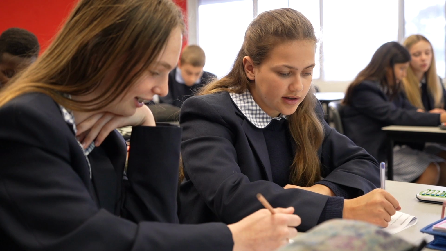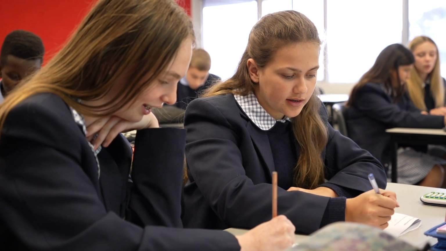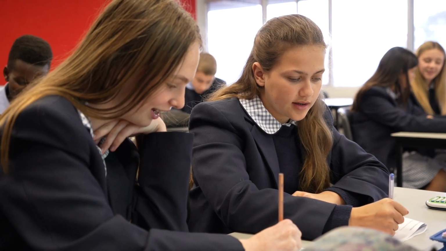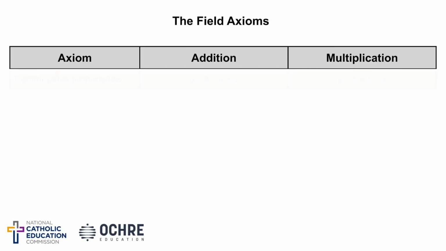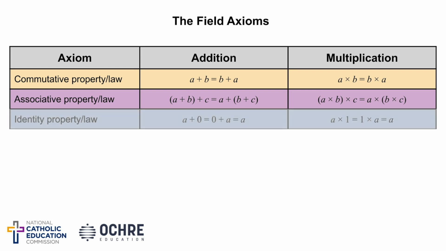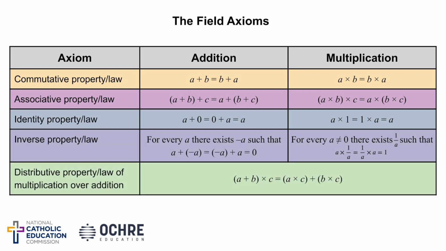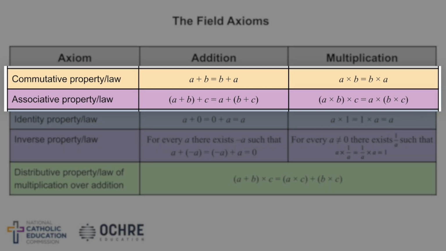They can be generalized and also used algebraically to allow students to develop a deeper understanding of the rules that underpin arithmetic. There are 9 field axioms: the commutative, associative, identity, and inverse laws for both addition and multiplication, and the distributive law that connects the two. In part 1, we are going to delve into a more detailed exploration of the commutative and associative laws.